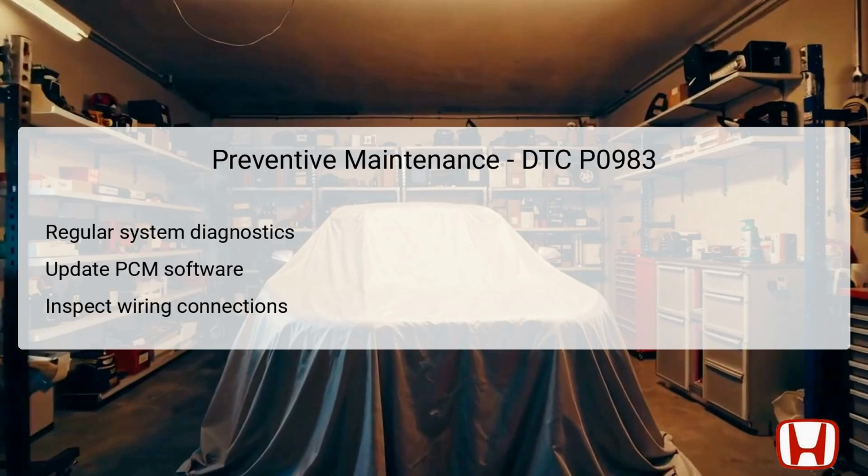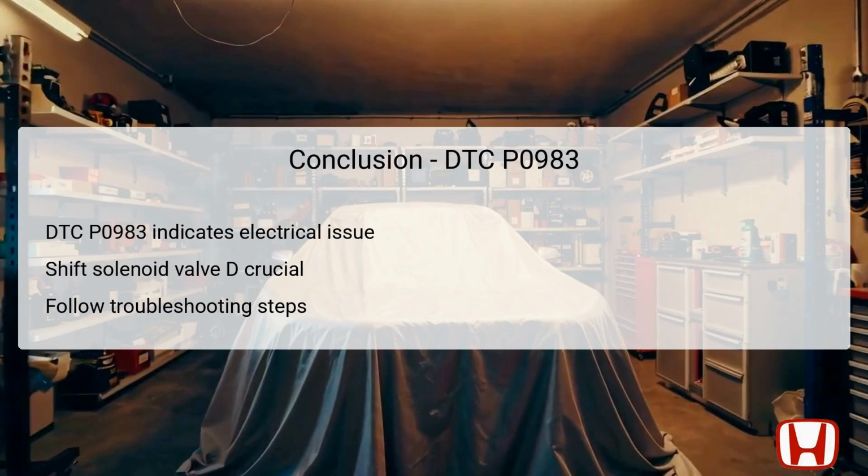Regular inspection of wiring connections related to the shift solenoid can catch any corrosion, loose connections, or damaged wires before they become significant problems. Taking these preventive steps not only enhances vehicle reliability, but also promotes safety and performance on the road. In summary, DTC P0983 indicates a crucial issue related to shift solenoid valve D, primarily pointing towards an electrical circuit malfunction rather than mechanical failure.